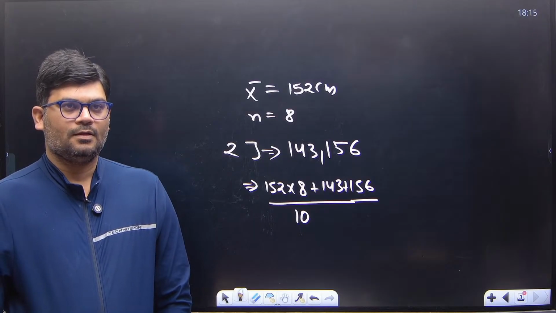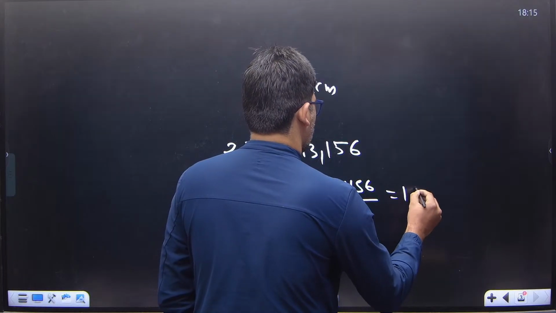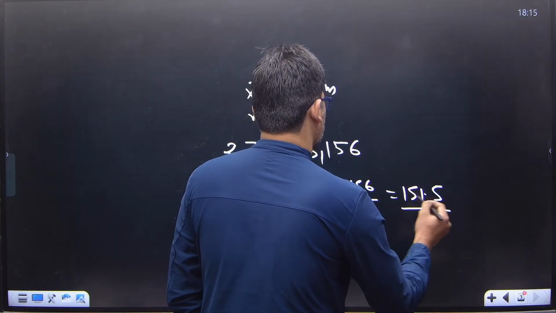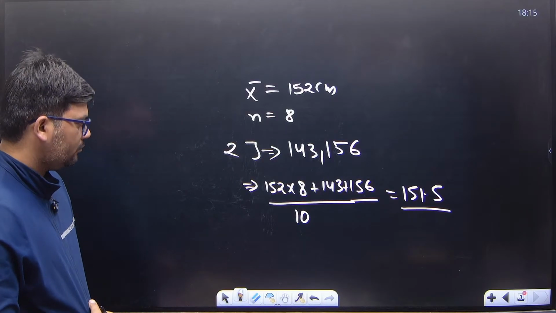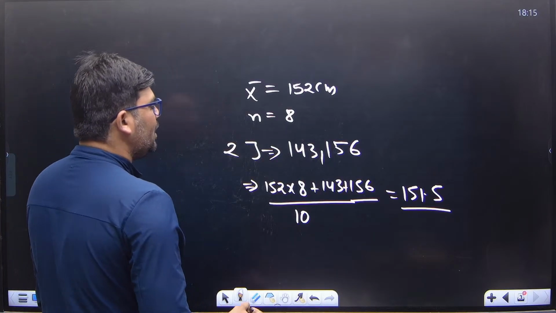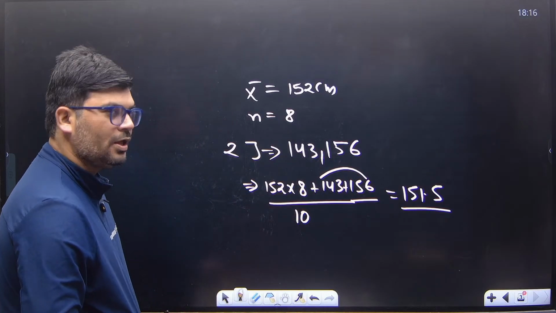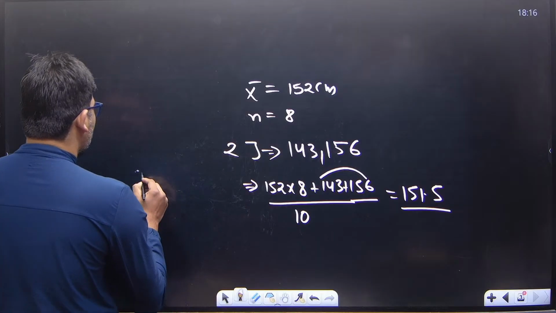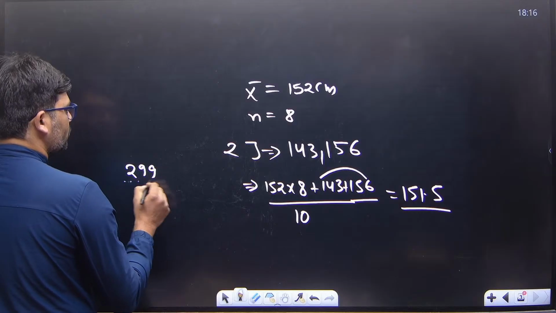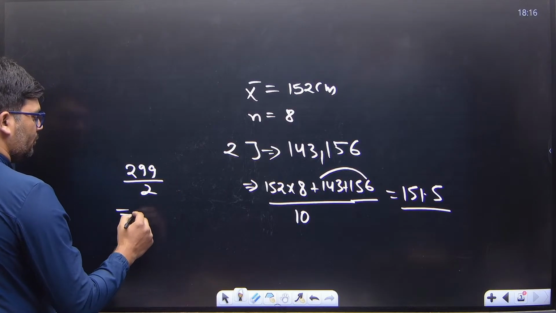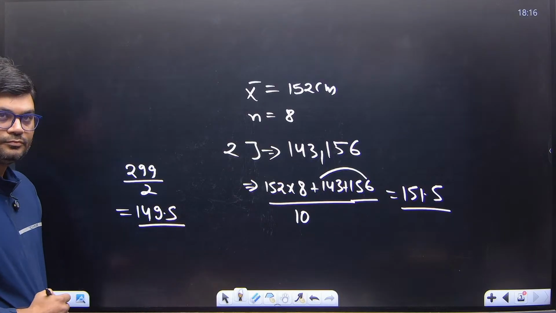151.5. Very good. Understood? Okay. Now, can you tell me what is the sum of these two? 299. And what is the average of these two? 149.5. Yes. Okay.